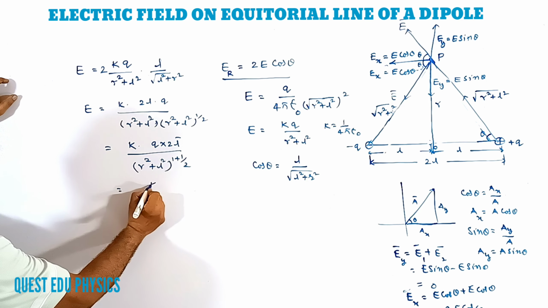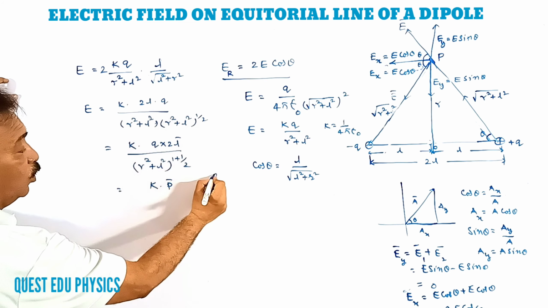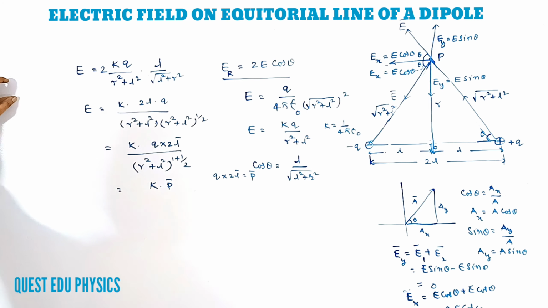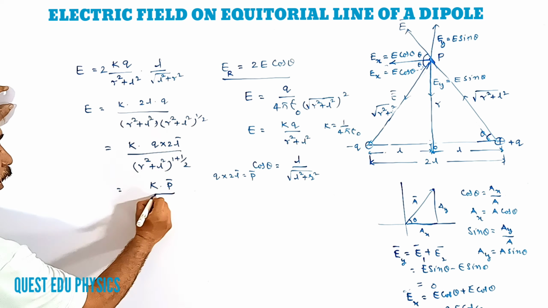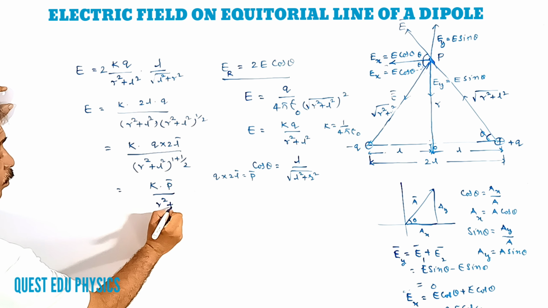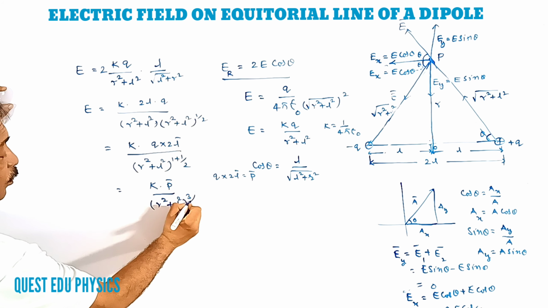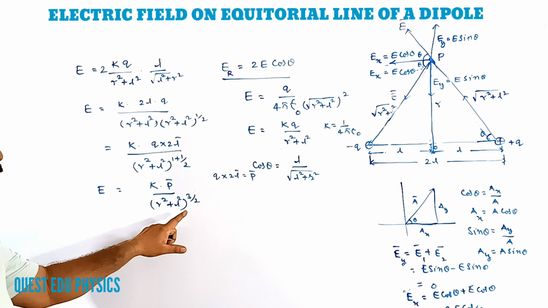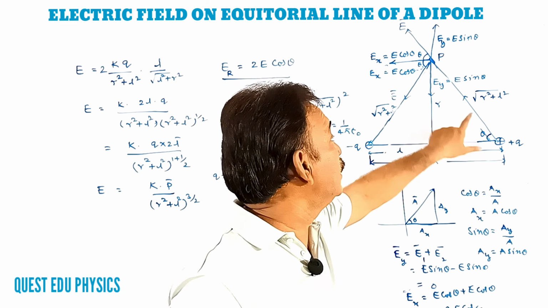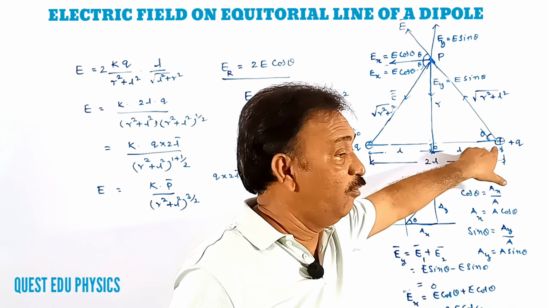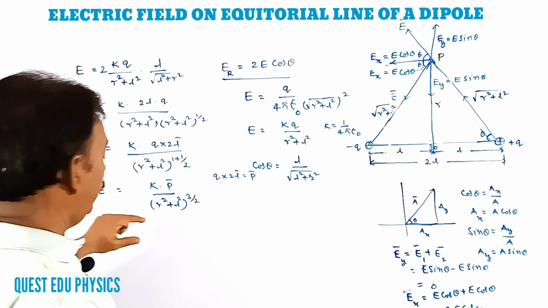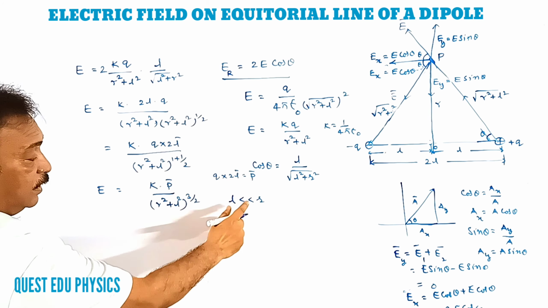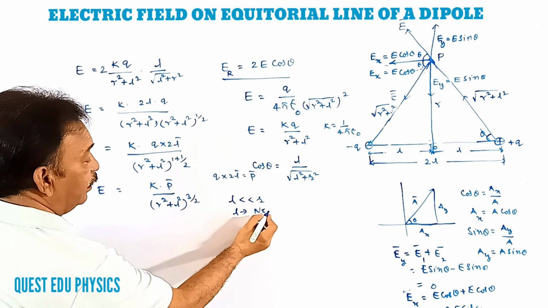And finally, K into P bar. As you know that Q into 2L is equal to dipole moment, that is P bar, by R squared plus L square whole to the power of 3 by 2. It is the desired relation, students. Here, let's say L is very much less than R. Imagine L is very much less than R. So we are neglecting the L. Since L is very much less than R, L is neglected. We neglected it.